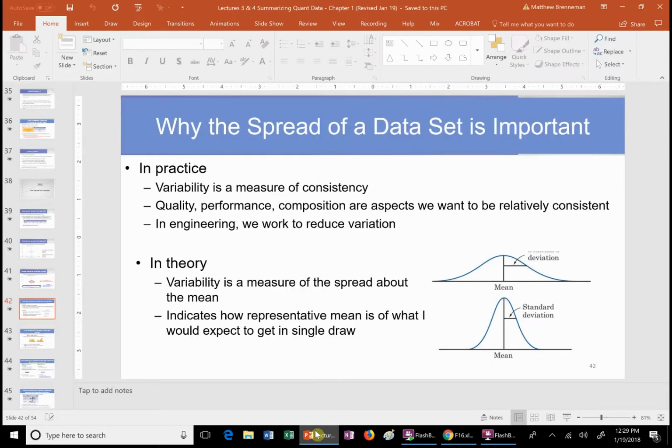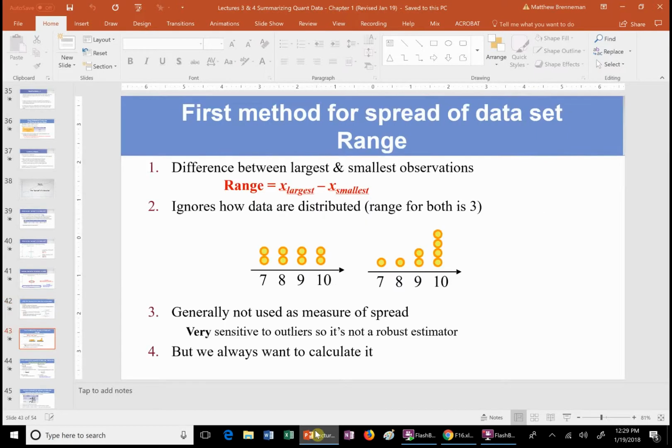Okay. So again, in practice, we all know the importance of the spread is that it's a measure of consistency. We always want consistency, okay? In theory, what we're going to see is that the variability is a measure of how much spread there is around the mean, but it can also be indicative or representative of what I'm going to see in a single draw. So there's kind of a practice and a theory of this.